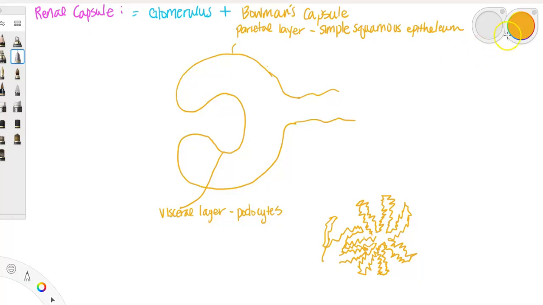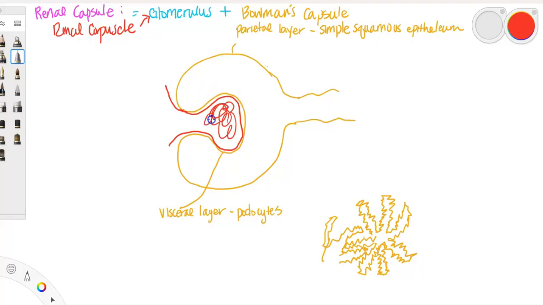Okay, so we need to look at the glomerulus. Remember the glomerulus? So that was Bowman's capsule. This is the glomerulus, which is the other part of the renal capsule, or renal corpuscle, excuse me, is a better term. The renal corpuscle is the glomerulus plus Bowman's capsule. I mean, the whole thing is a capsule, but this part of it is the renal corpuscle.